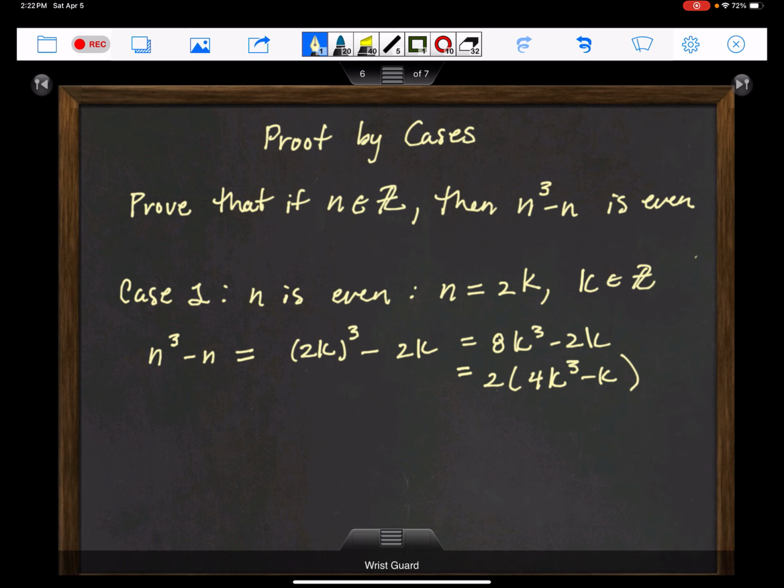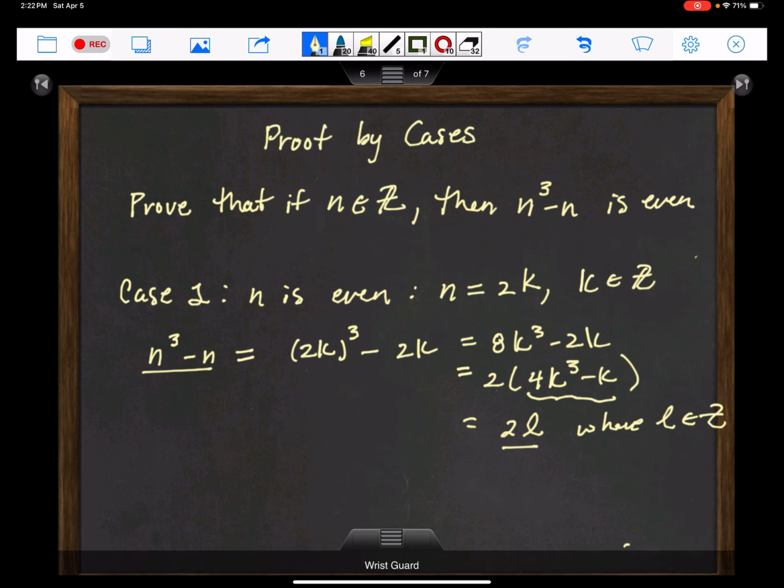And since the sum, product, and difference of integers is an integer, this is equal to some integer. We could say L, in which case n cubed minus n is even.